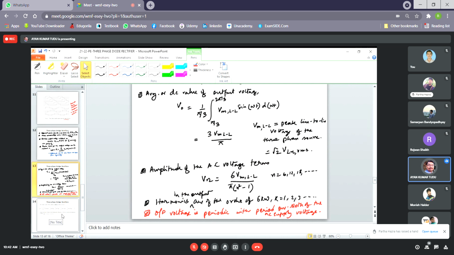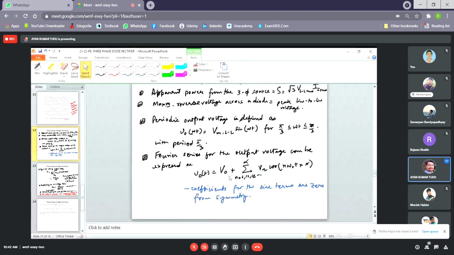So we have done the Fourier series for our AC voltage. For our phase A, the same thing can be done.